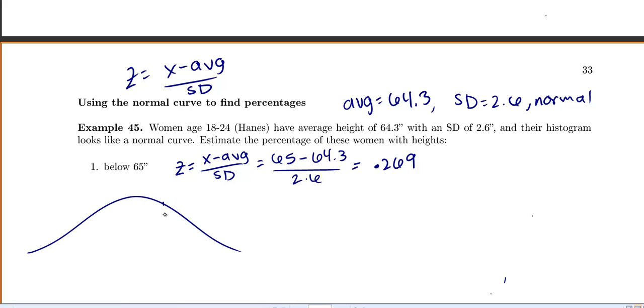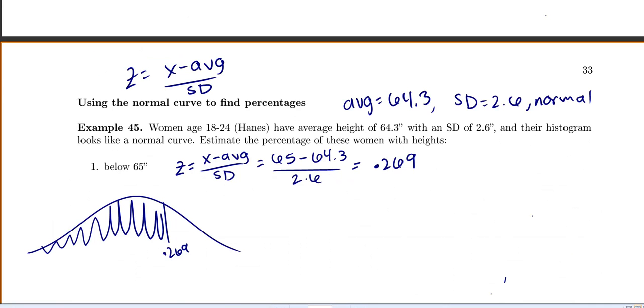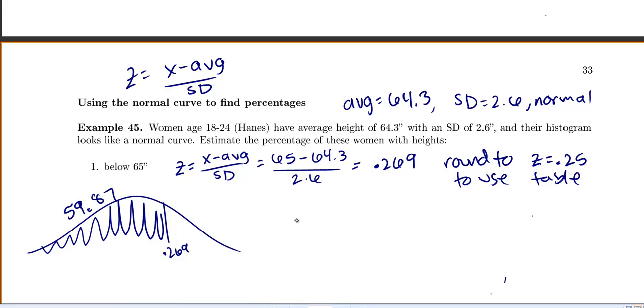So I'm saying, okay, Z is 0.269, and I want the percentage of women that are below that. So basically, we want the area to the left of 0.269. This is why we practice using the standard normal table. So we go to my normal table. I'm looking for a Z of 0.26. Notice I can't get Z exactly 0.269, so we're going around to Z equals 0.25 to use the table. So I rounded, and this area to the left was 59.87.